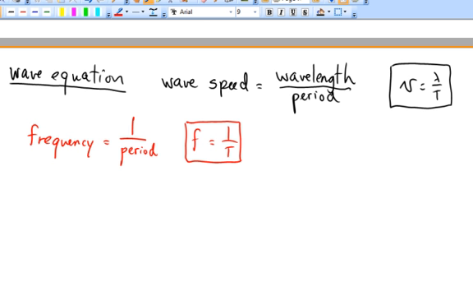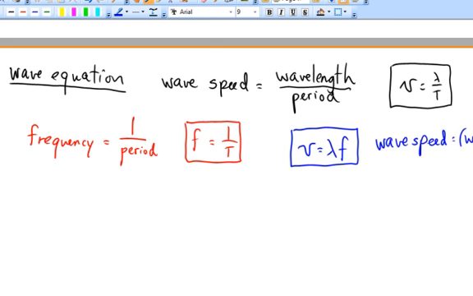If I feed this frequency into the wave equation, then I come up with the more common form that you're going to see that relates wave speed, wavelength, and frequency. And it looks like this. Speed is equal to wavelength times frequency. And you see now we have linked together the spatial part of the wave, the wavelength, with the temporal part of the wave, either the frequency or the period.